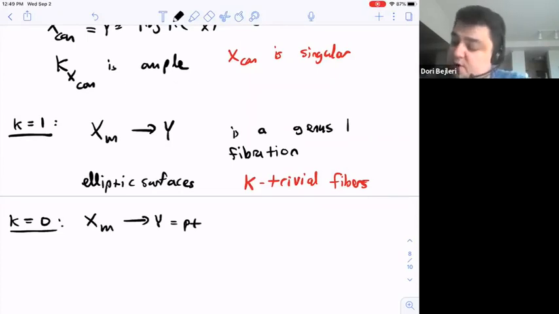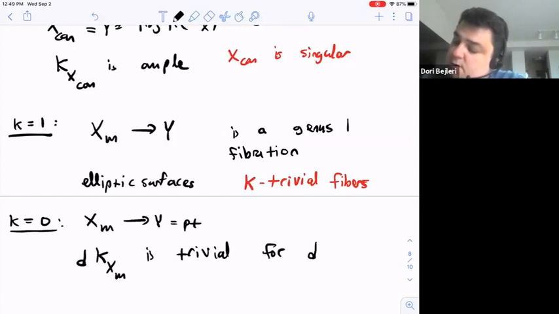But what we do know is that K_X^m is trivial. Well, that's a lie. d K_X^m is trivial for some d large enough. And we can think of this as analogous to the Kodaira dimension 1 case, where the map X^m to a point is still a k-trivial fibration. It's just now a k-trivial fibration over a point rather than over a curve.